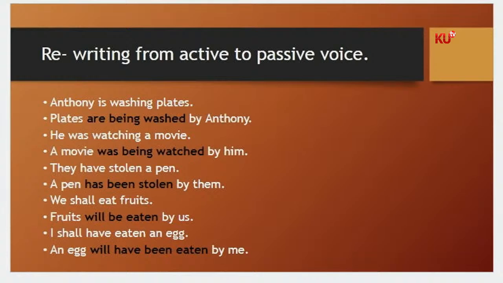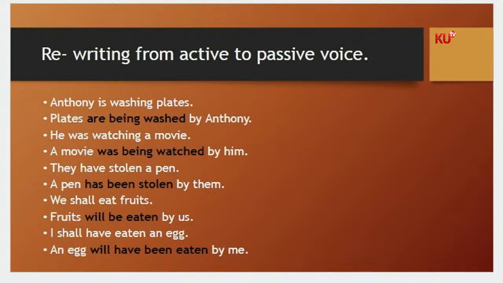Let's look at sentence number 2. He was watching a movie. We start with our object, a movie. Then we finish with a subject, by him. So we have our order. We start with the object, then we finish with our subject, and we change our verb to past participle form. The past participle of watching is watched.